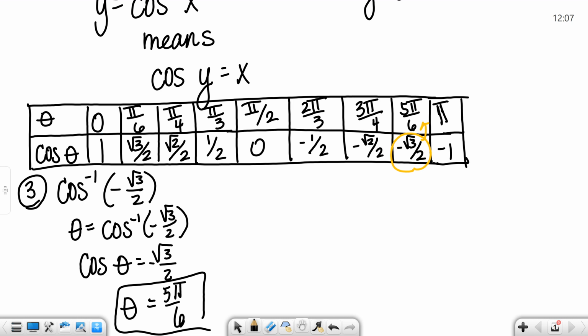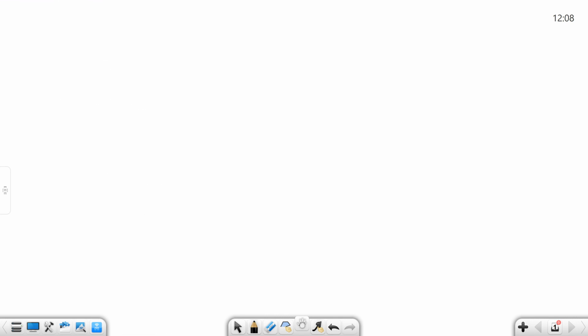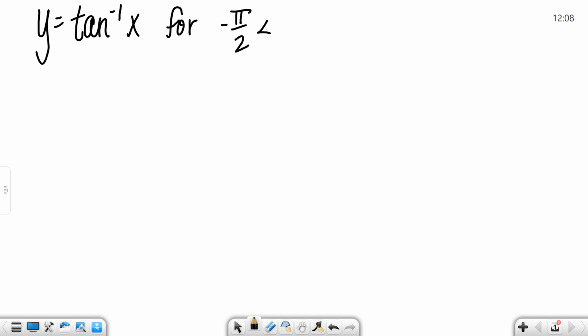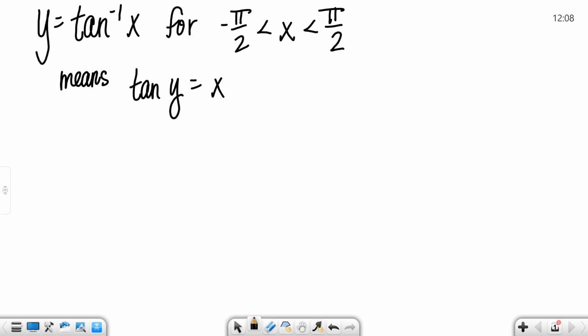Okay, tangent also has an inverse function. And it is restricted to negative pi over 2 to pi over 2, but notice it is no longer equal to pi over 2 or negative pi over 2. It's just between them. And so we're looking for some angle whose tangent is x.